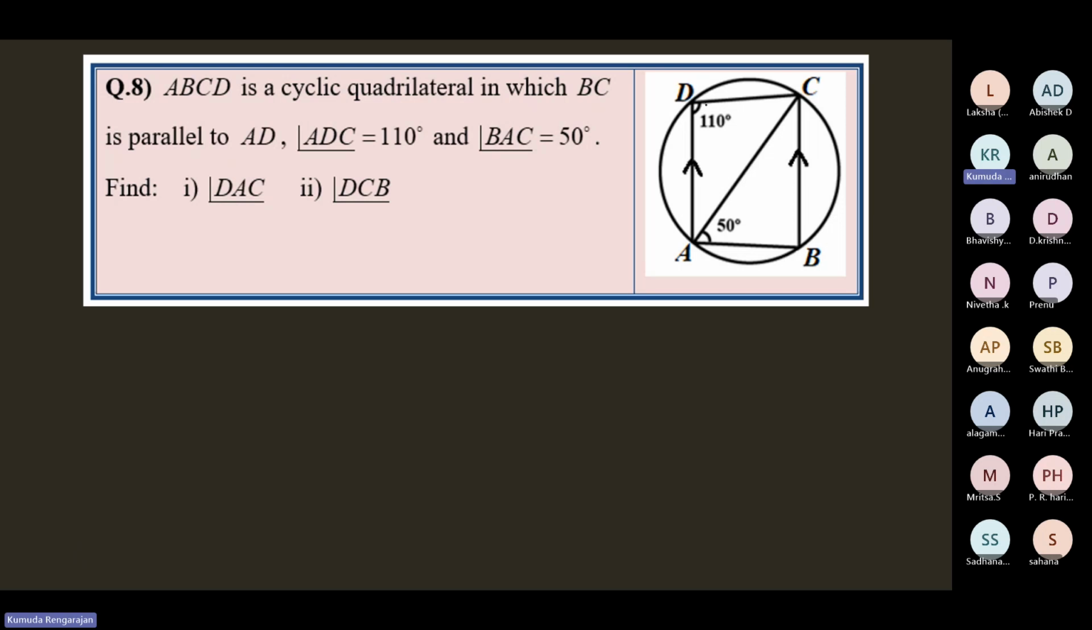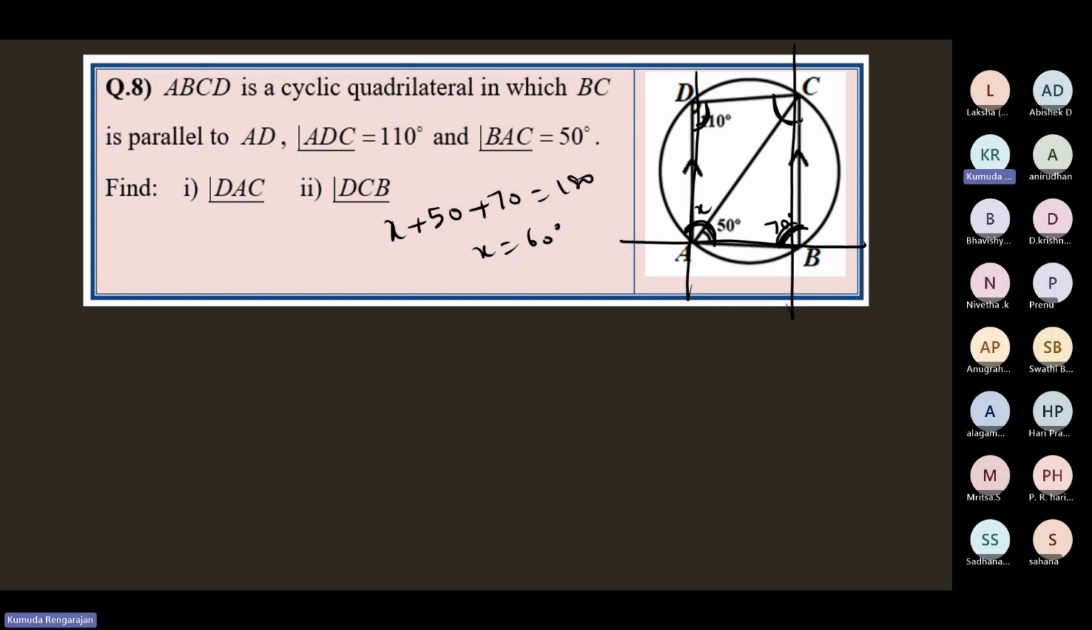So cyclic quadrilateral, this is 110. Opposite angles are supplementary, so this is 70. Now parallel lines, transversal. Co-interior angles are supplementary, so this angle plus this angle is 180. Call this X. So X plus 50 plus 70 is equal to 180. So X is equal to 60 degrees.